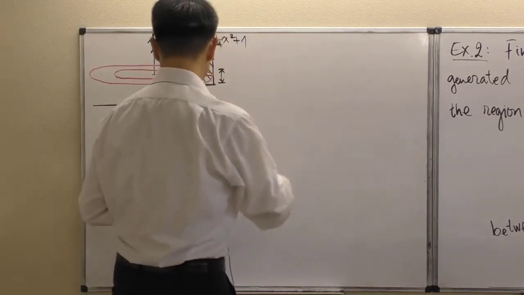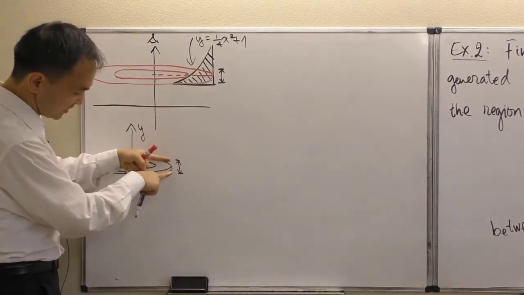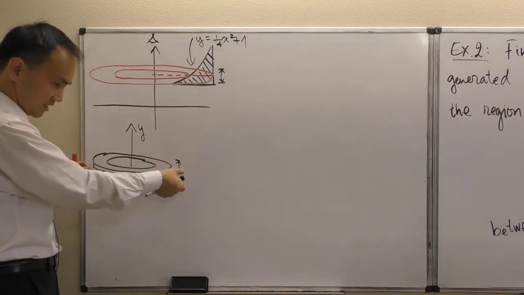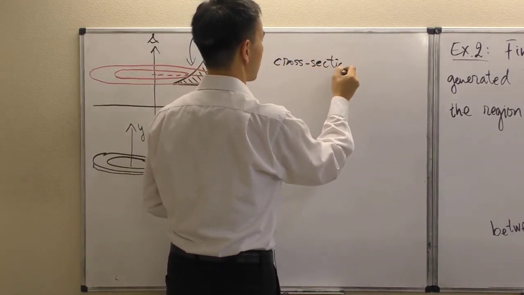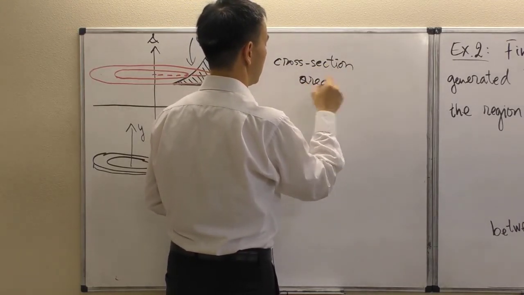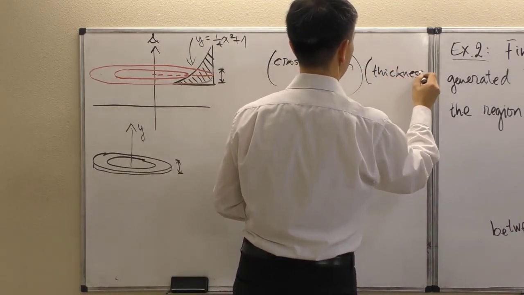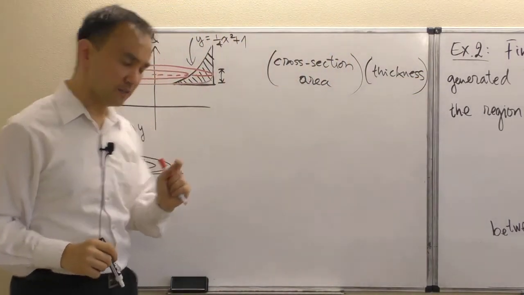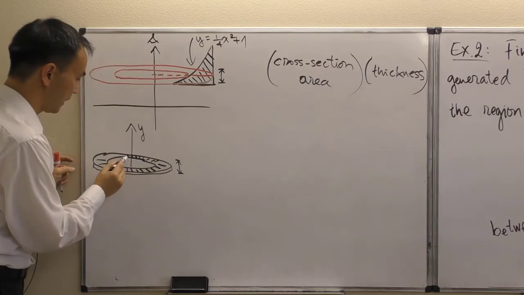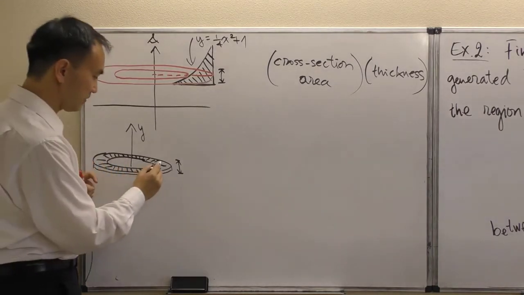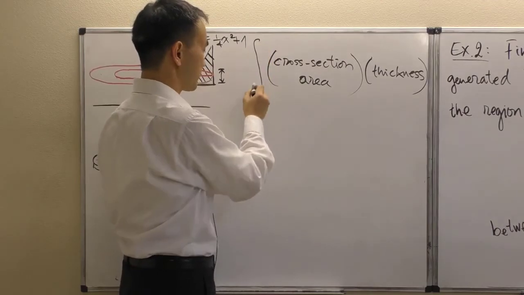In the end, the cross section is recognized as a washer, but it has an area, and the washer here has a thickness. And so now again, for each washer, I am going to multiply the cross section area by the thickness. That will give me the volume of one washer. Okay, so there's a washer. The area of the washer is on the top face right here, and this is the thickness. So that's the volume of one washer, and we will be accumulating from some start.